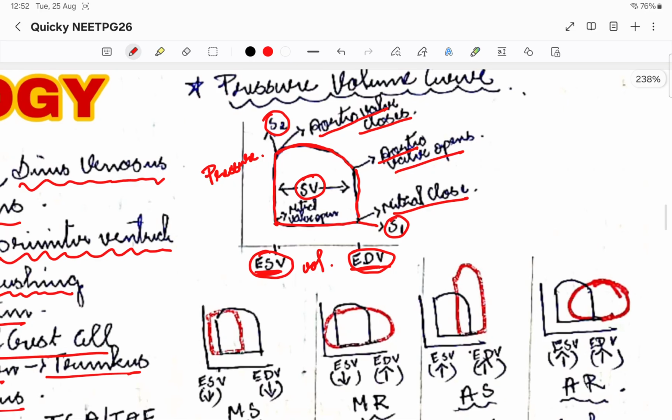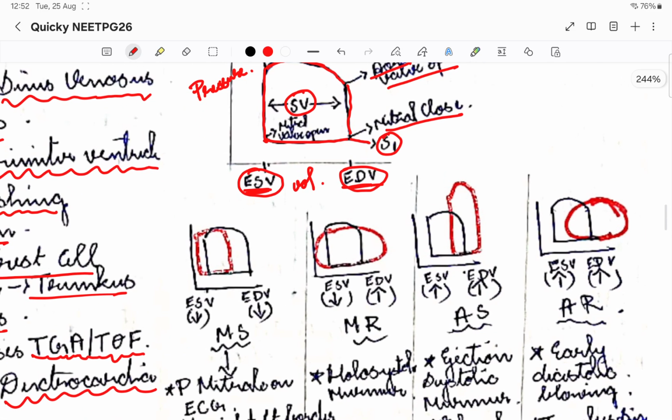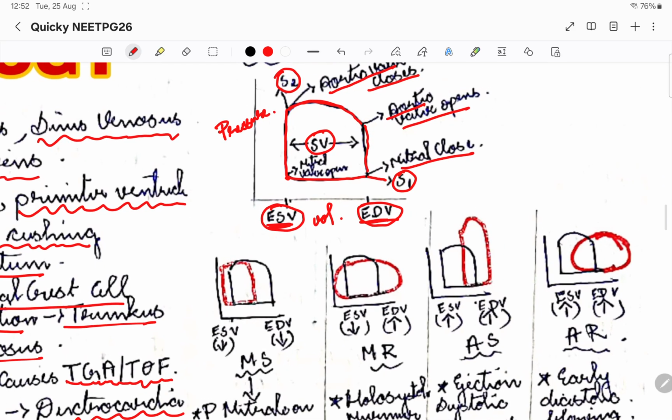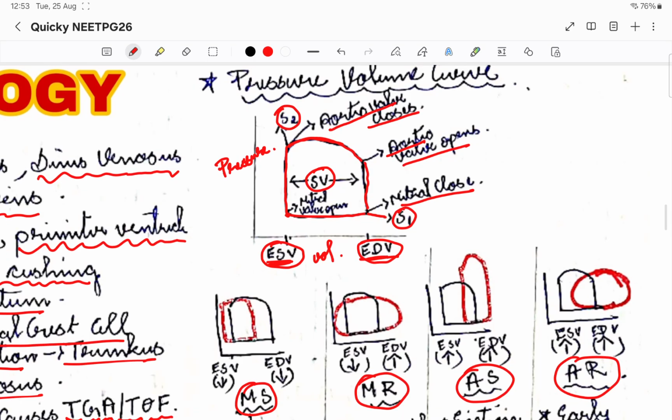Now let us see different pathologies, when there is valvular pathology. This is basically the valve. If the valves are correct, then this cycle will be normal, right? If valvular pathology is there, then cardiac cycle abnormalities can occur. So let us see one by one: mitral stenosis, mitral regurgitation, aortic stenosis, and aortic regurgitation. These are the valves with respect to the left ventricle. Let us see the issues and how the pressure volume curve will be different in each case.